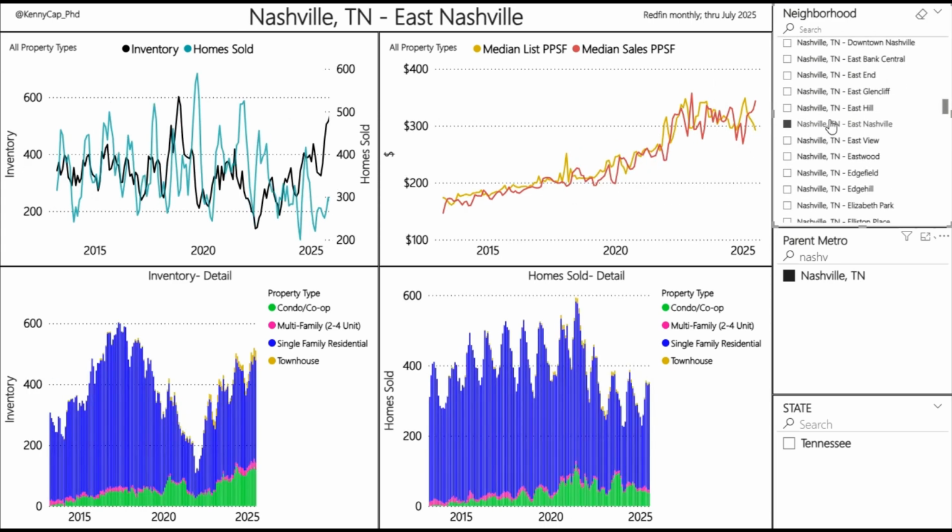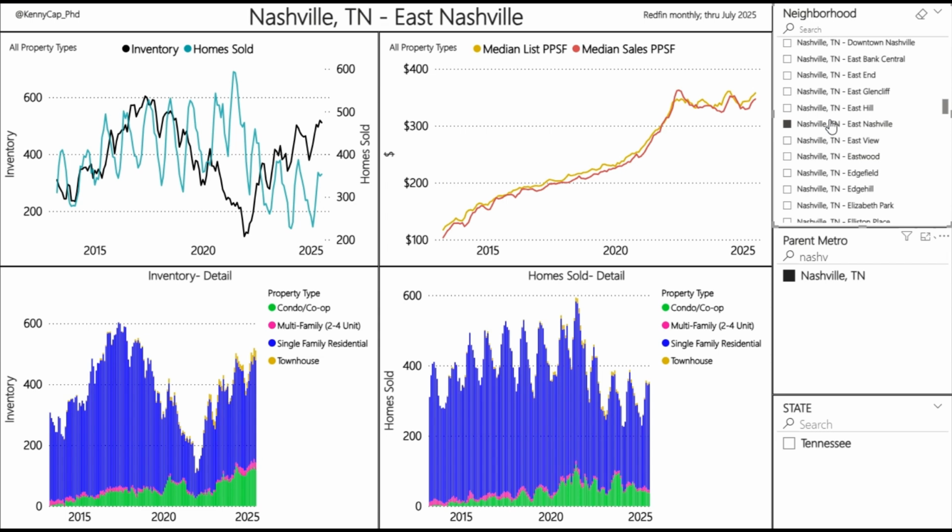Here's East Nashville. This is kind of like hipster central, I would say. Cool part of town. I mean, great restaurants out there. But the same thing. Price per square foot more or less peaked in the summer of 2022. So just because the price is going up, it matters what types of properties are selling.